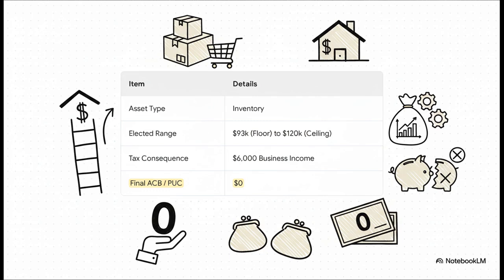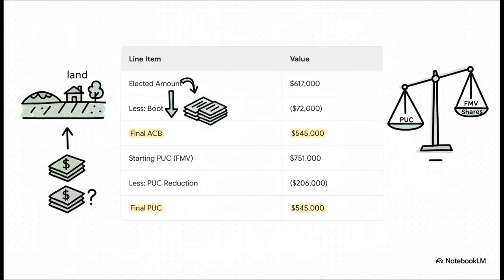Our second case, with inventory, follows a very similar logic. The elected range is set between the boot and the fair market value. Electing at the minimum of $93,000 still triggers a gain. The key difference here is the type of gain. Because it's inventory, the profit is treated as business income, not a capital gain. But just like our last example, because the elected amount equals the boot, the final ACB and PUC for the shares are both 0.